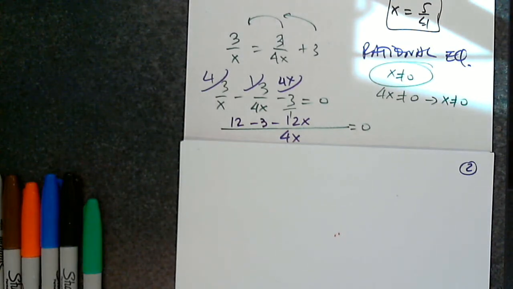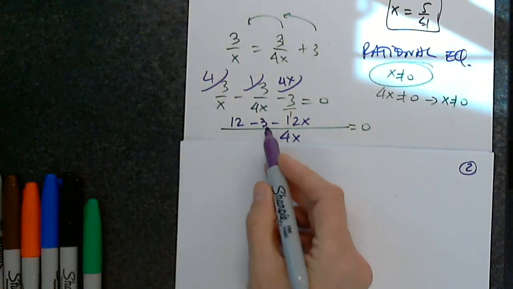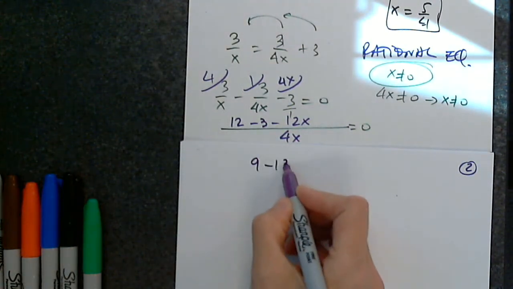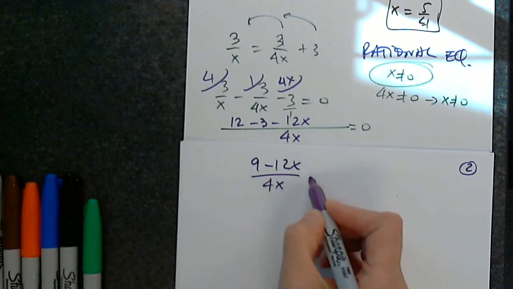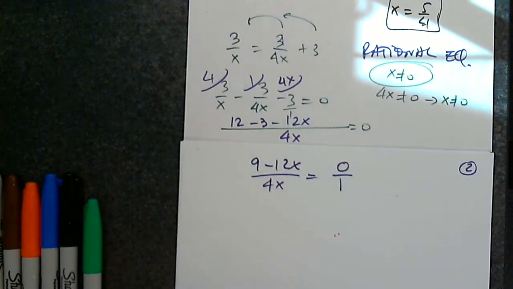We do or we don't? Yes, please. Everyone? Yes? Okay, so now I have to combine like terms, and I get 12 minus 3, which is 9, minus 12x divided by 4x equals 0 over 1.